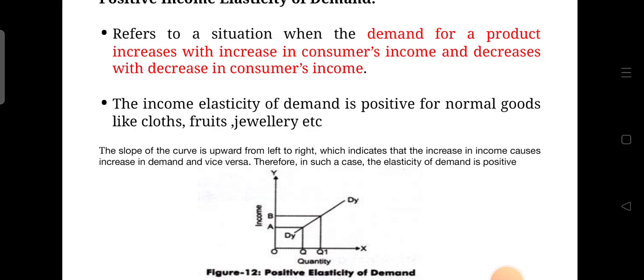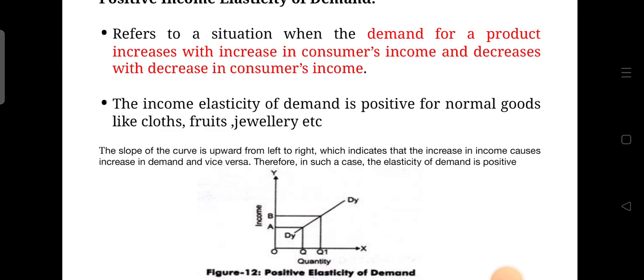Here you can see that when the income is A, the quantity demanded is Q, and when the income is B, the quantity demanded is Q1. So the slope is always upward from left to right. As the income increases, the demand also increases.